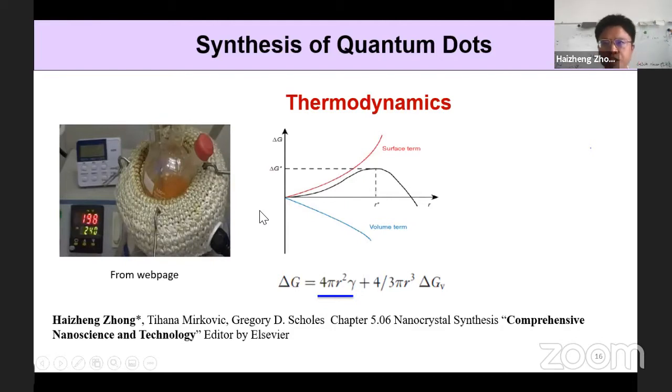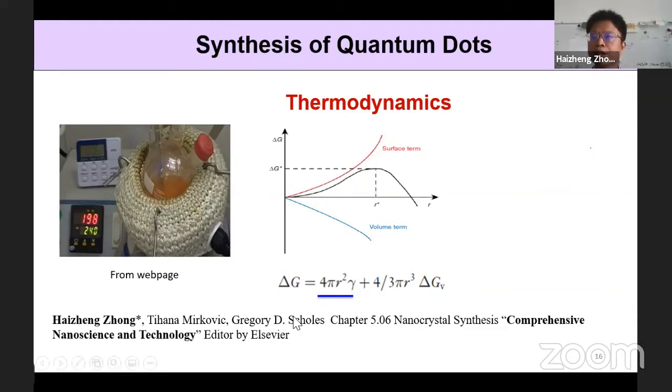Although different synthetic methods have been reported and there are many successful fabrication routes, I think Professor Peng contributed a lot to the development of the hot injection synthesis for cadmium selenide and also different materials, in particular in shape control. But the fundamental thing for the fabrication of semiconductor quantum dots, from the viewpoint of thermodynamics, is just the formation of small sized particles with enlarged surface to volume ratio.